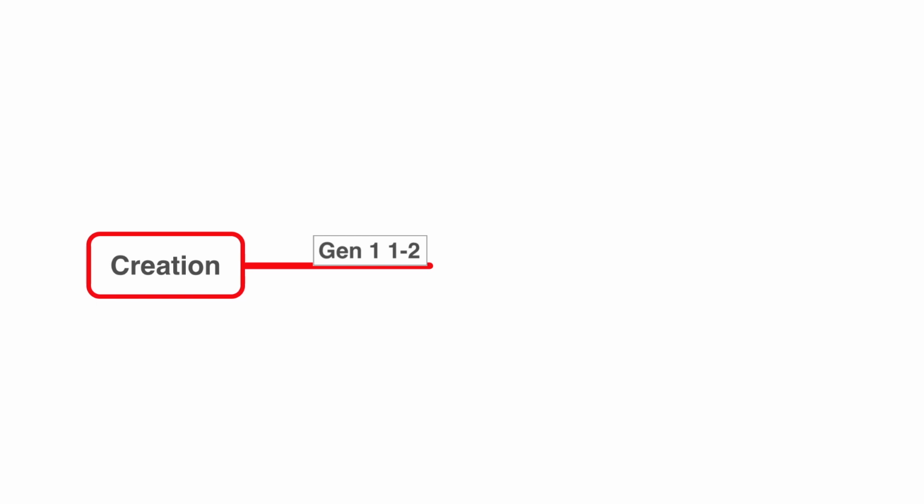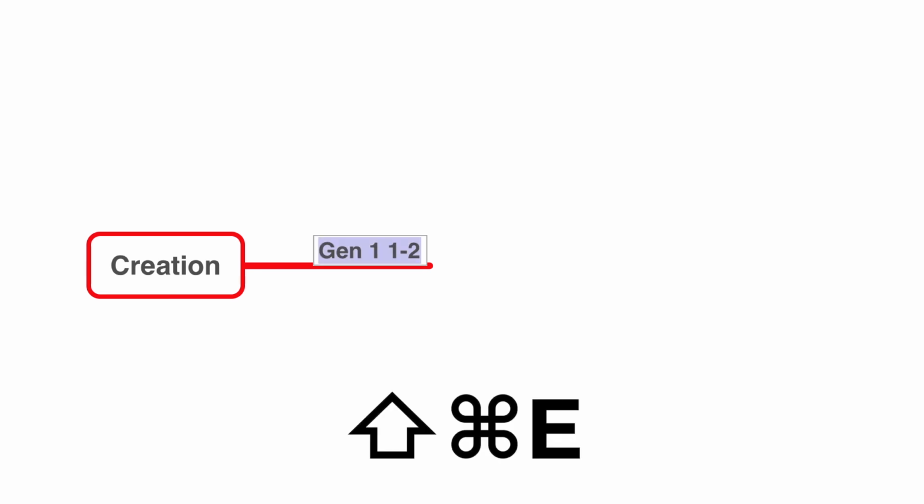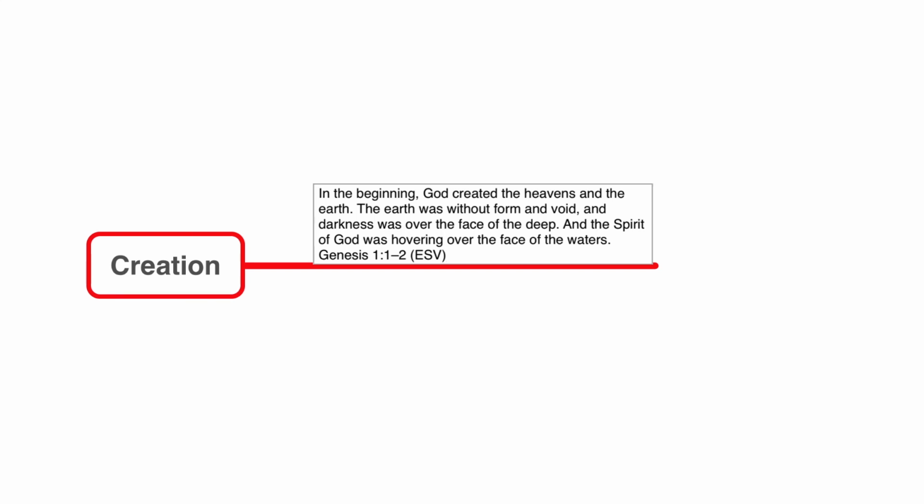Now what you do next, and this is the marvelous part. You select it, then you press Shift Command E. And there you go. That Bible reference has been replaced with the full text of the verse, along with the reference and translation reference. All there, and it took a matter of seconds. This is incredibly powerful in saving time.